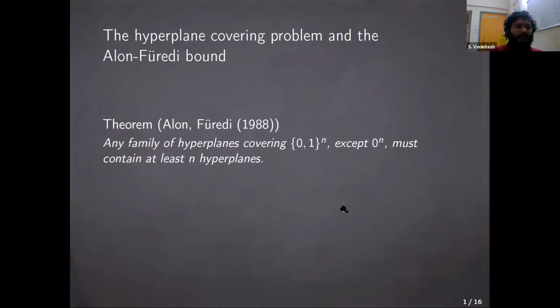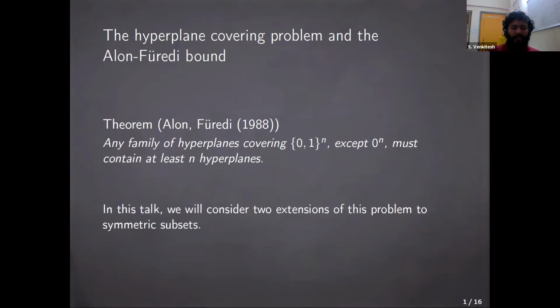And this was probably the first hyperplane covering problem that was considered. It was a question raised by Barany from a paper of Komjáth, and Alon and Füredi gave a nice polynomial-based argument to give us this result, and this bound is tight. So you do have a configuration of n hyperplanes which covers all the points except the origin. So this is a tight bound. And in this talk, we will consider two extensions of this problem to what I call symmetric subsets.